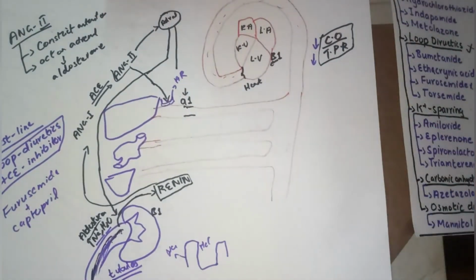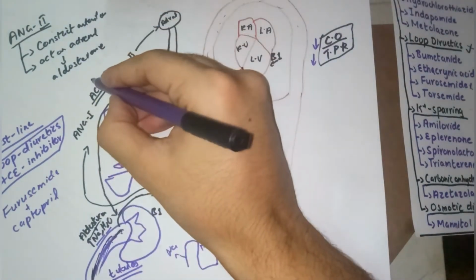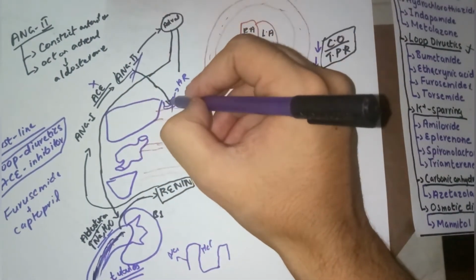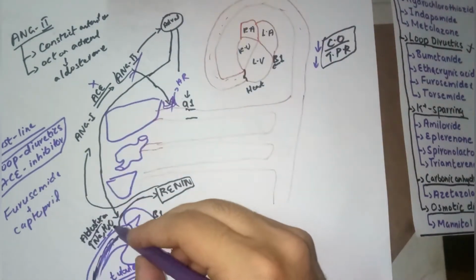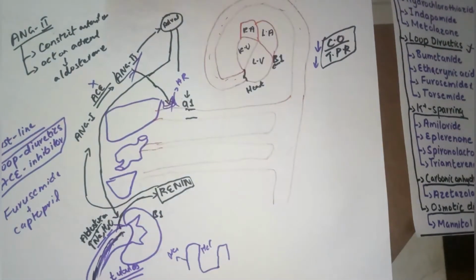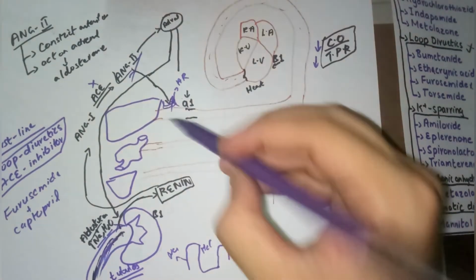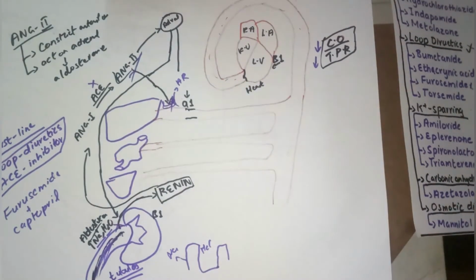So in this way you can decrease both systolic and diastolic pressure. What does the ACE inhibitor do? It will block the ACE enzyme and angiotensin will not be produced. Nothing will constrict the arterioles and nothing will cause aldosterone secretion. So definitely systolic blood pressure is decreasing and diastolic is also decreasing.